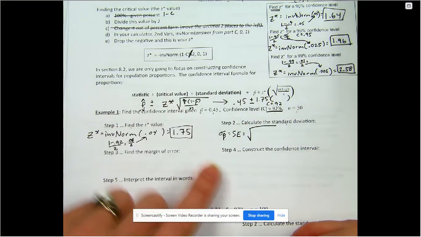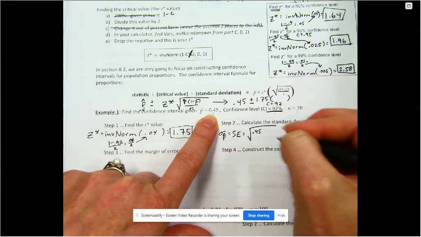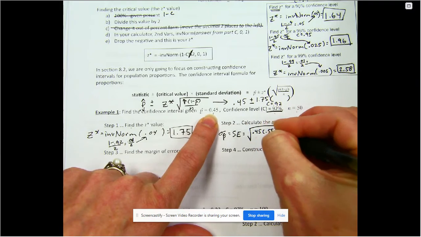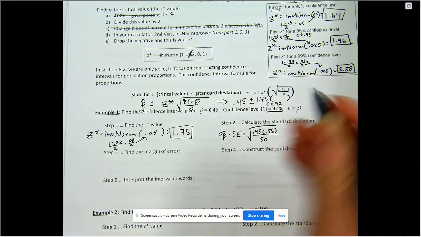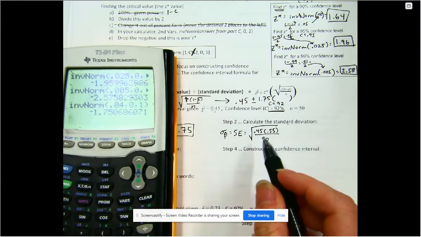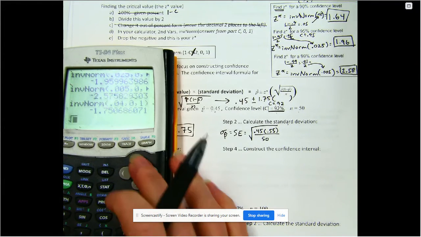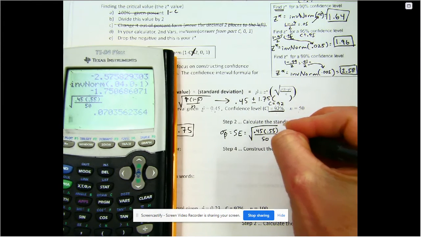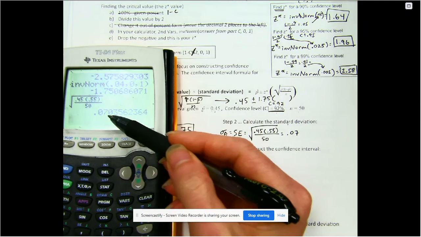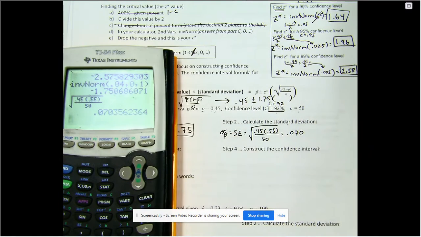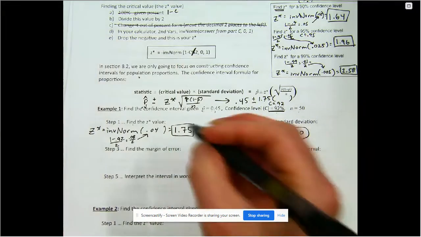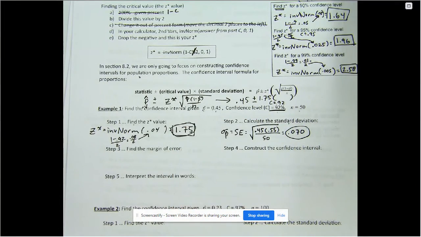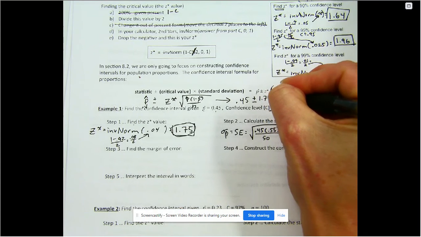Our p hat, they told us, is 0.45. 1 minus 0.45 is 0.55, and our sample size they gave us is 50. So I'm going to type that in my calculator. Don't forget to take the square root. So square root of 0.45 times 0.55 divided by 50. And I get 0.07. I'm actually going to keep it to the thousandth place. So now I have my standard deviation, 0.070.